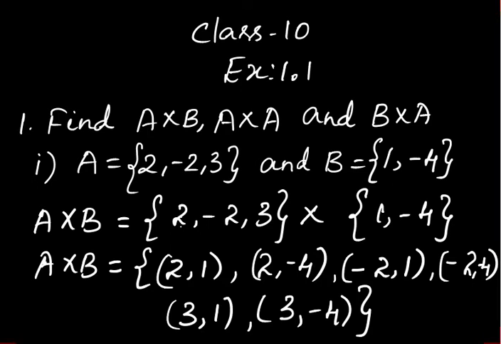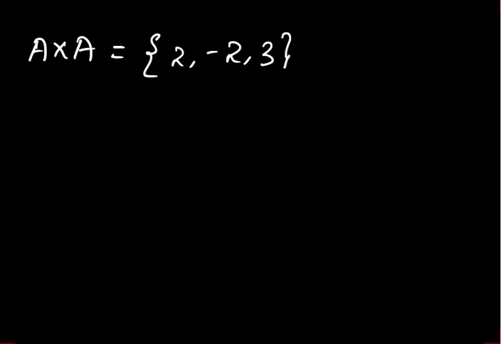Now we will find A cross A. Write A cross A is equal to, write the value of A, 2 comma minus 2 comma 3 cross again the A value 2 comma minus 2 comma 3. Count the number of elements in A, it's 3, so 3 square is 9. After writing the ordered pairs, just count and check whether you are getting 9 pairs or not.